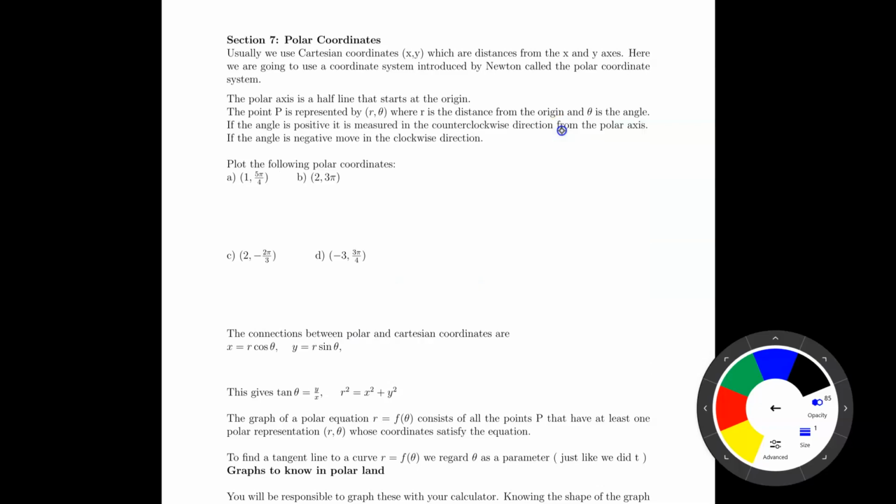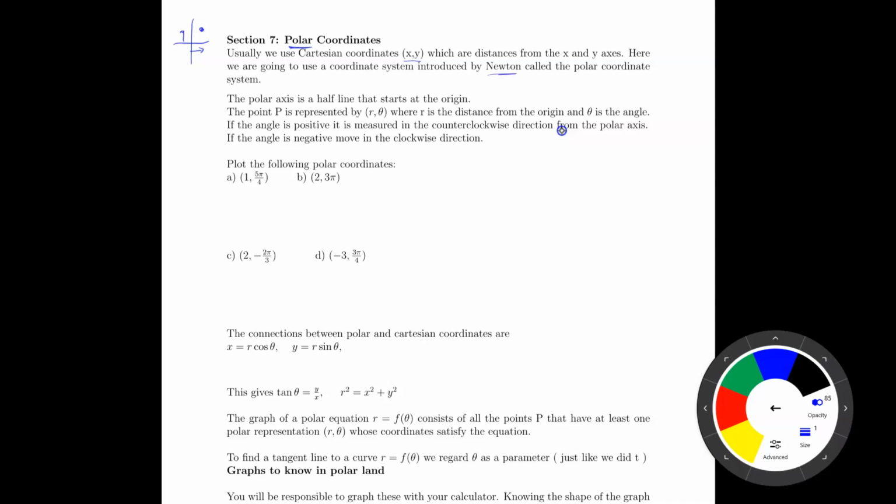Okay, so we're entering into polar coordinates. Usually we use Cartesian coordinates, right? So this point here is this distance x, this distance y, and that's how we get that xy point, right? Now we're going to use a different coordinate system introduced by Newton called the polar coordinates.